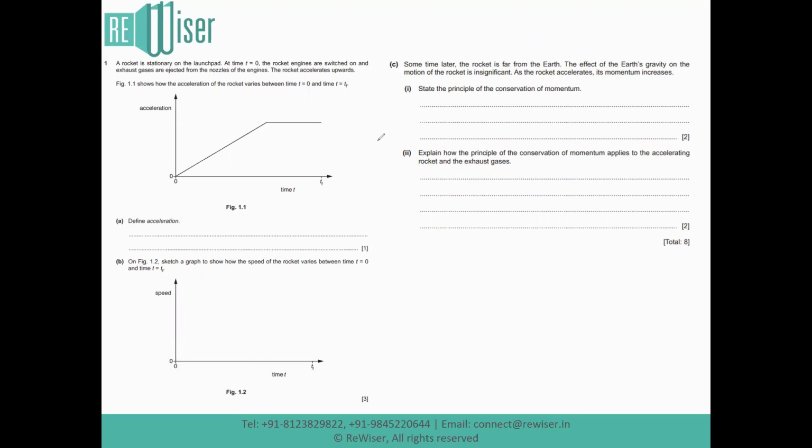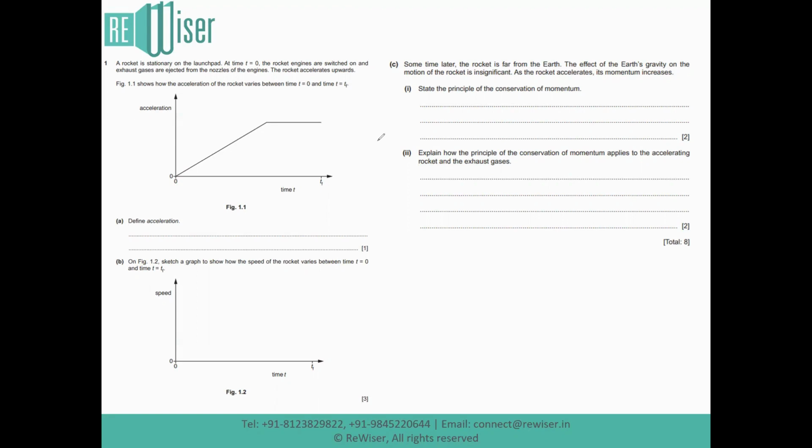The question is as follows. A rocket is stationary on the launch pad. At time t equal to 0, the rocket engines are switched on and the exhaust gases are ejected from the nozzles of the engine. The rocket accelerates upwards. Figure 1.1 shows the acceleration of the rocket as it varies from time t equal to 0 to time t equal to t subscript f.